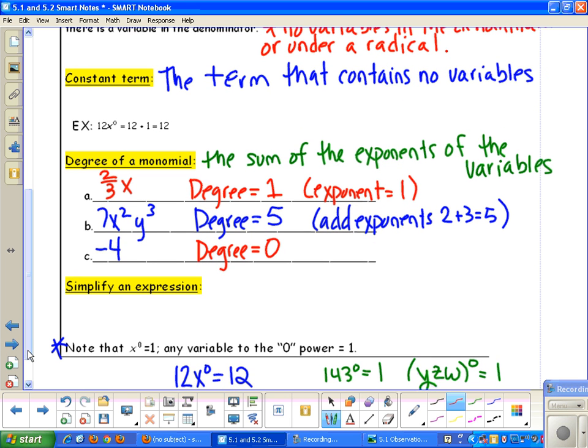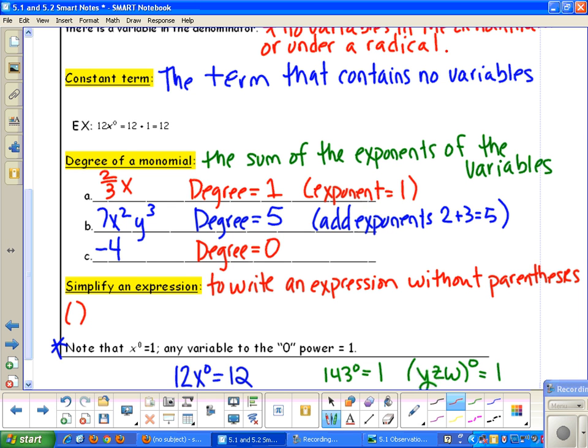So the next part, if you want to simplify an expression, this is important. So it means to write an expression without parentheses, remember, parentheses are like this, so without parentheses or negative exponents.